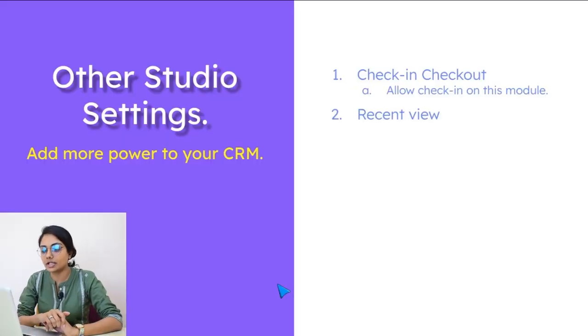Second functionality is recent view. As such, there is no setting available for recent view in the studio, but you can enable or disable the recent view for the list of functionalities for a given module. So how to do this? We will see that demo as well.